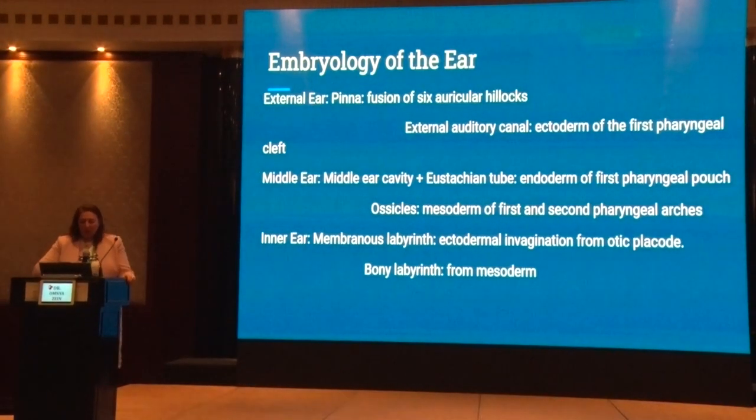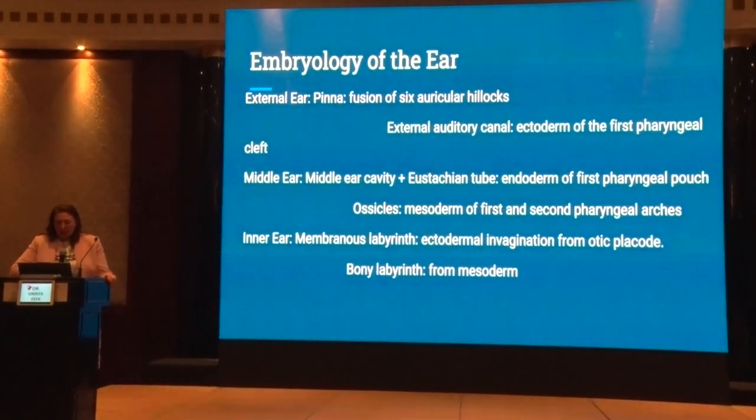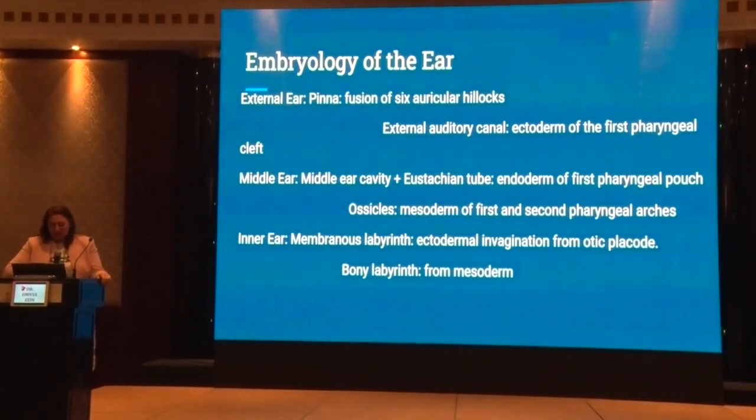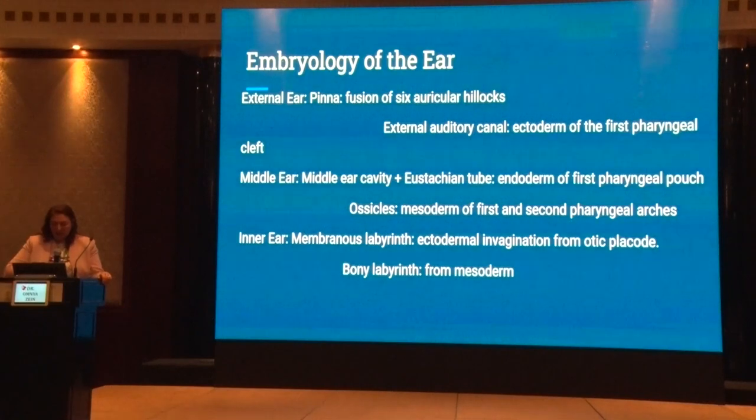In embryology, the origin of the external ear, the pinna, is from a fusion of six auricular hillocks, and the external auditory canal is from the ectoderm of the first pharyngeal cleft. The middle ear cavity and the eustachian tube are from the pharyngeal pouch. The ossicles are from the mesoderm of the first and second pharyngeal arches. In the inner ear, the membranous labyrinth is from ectodermal invagination of the otic placode, and the bony labyrinth is from mesoderm.